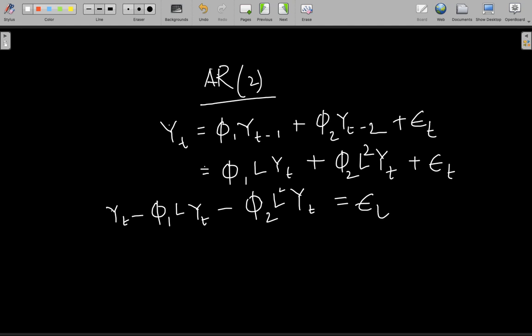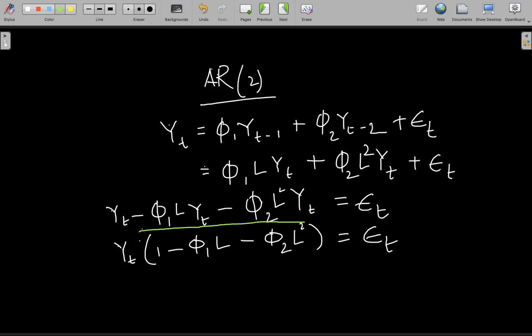Now I know that L behaves like a polynomial, and it has all these mathematical properties. Using that, I can take Yt out, and I can write Yt into (1 - phi1 L - phi2 L square) is equal to my epsilon t. All right. Now what I want to do here is, for this product form, I want to get the specific root for this equation, and we're just going to see that.